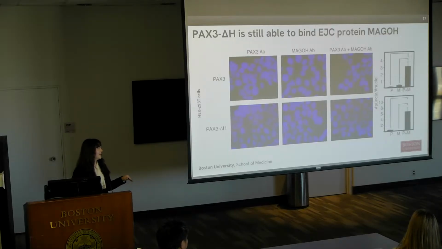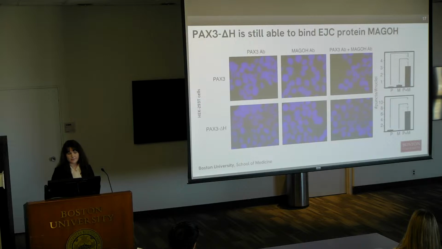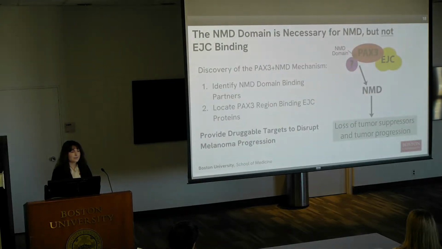Interestingly, just below it, here we have our delta H mutant. And not only do we see puncta, but we also see that in higher levels than our canonical PAX3. So this leads us to believe that the NMD binding domain is necessary for eliciting NMD, but it's not necessary for EJC binding.